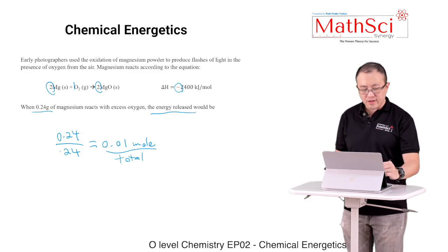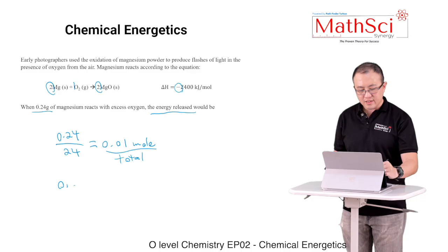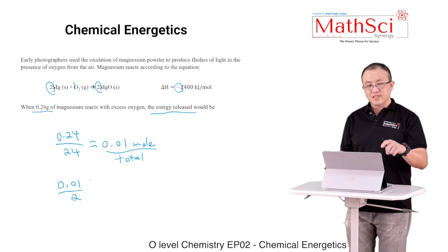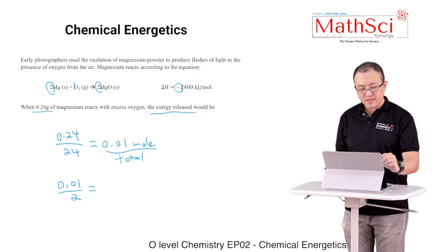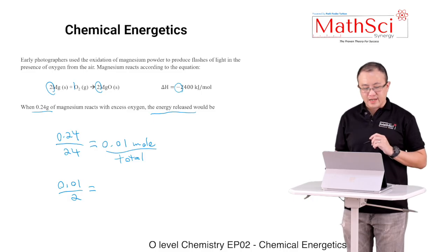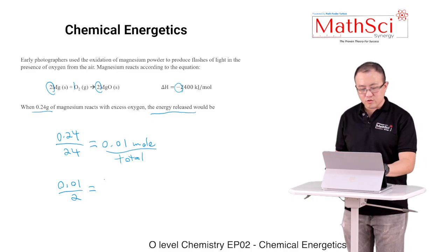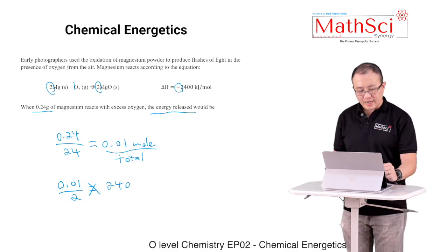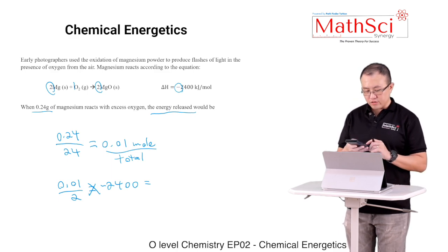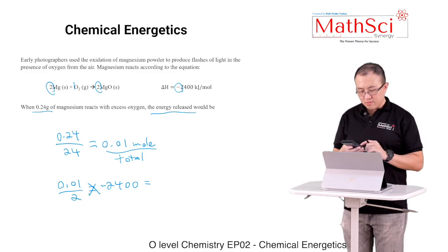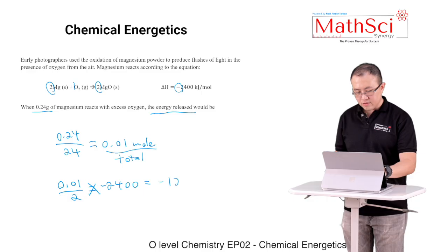So you want to calculate the per mole one, remember to take 0.01 divided by 2 first, because this is actually for every 2 mole of Mg. So every 1 mole is 2400. So in this case, I'm going to work by proportion now. I take this 0.01 divided by 2 multiplied by 2400. Okay, this is in kilojoules. So I divide by 2 multiplied by 2400. I'm going to get a negative 12 kilojoules.